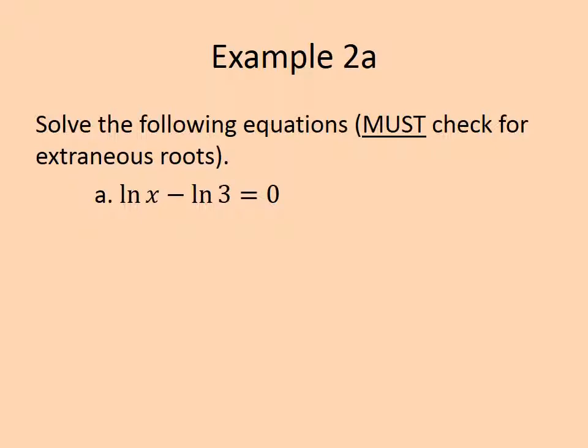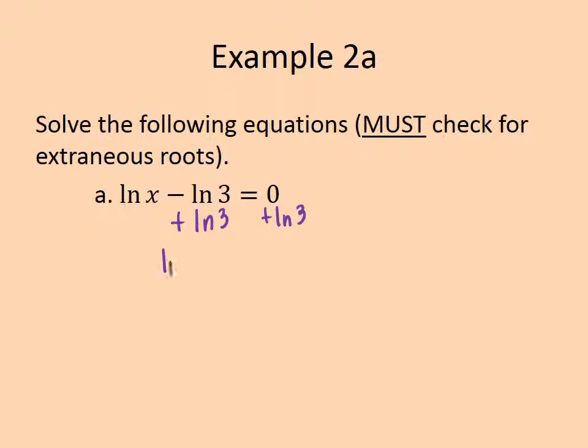To solve a log equation using the one-to-one property, you must have a log on the left side and a log on the right side that have the same base. With this particular problem, we have two logs that have the same base, but they're both on the left side. So to use the one-to-one property, we must add the natural log of 3 to both sides.